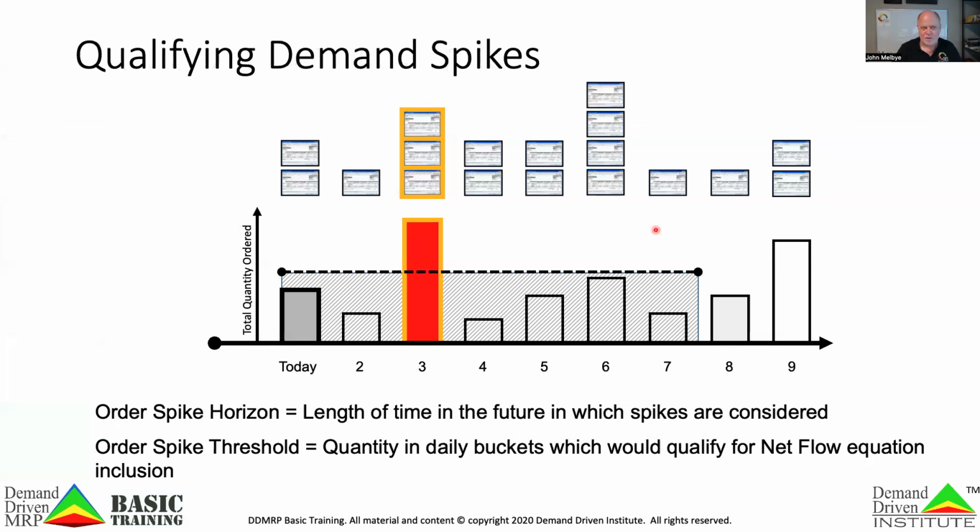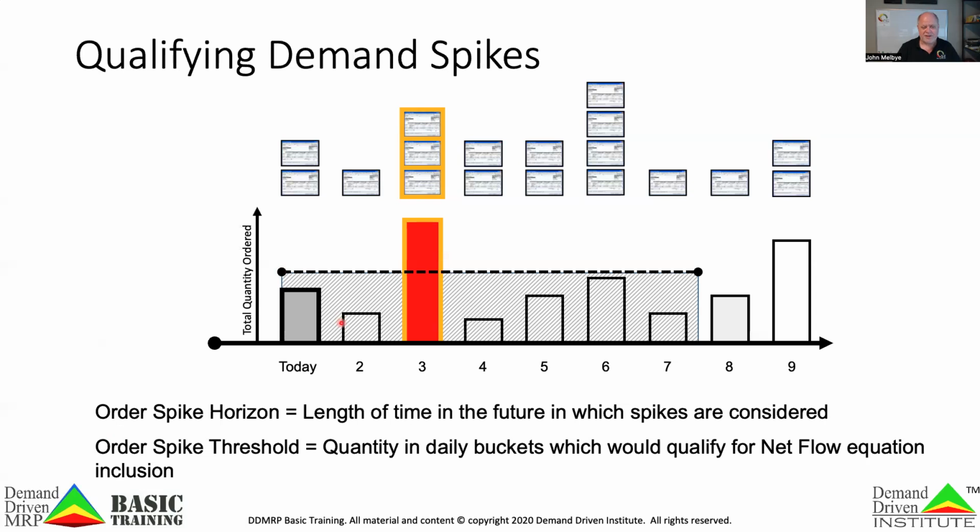But there's a question. What is qualifying demand? And this is where it gets a little hard sometimes for most of us to wrap our heads around. Qualified demand is what's due today, anything that's past due, which we don't have in this example, and a qualified spike. How do we determine a qualified spike? We set an order spike horizon and an order spike threshold. So what's the number we're looking for that we would call a spike? And how long into the future are we looking? We set that, and we only include in that qualified demand segment of the net flow equation the items that have a daily bucket that exceeds that order spike threshold.